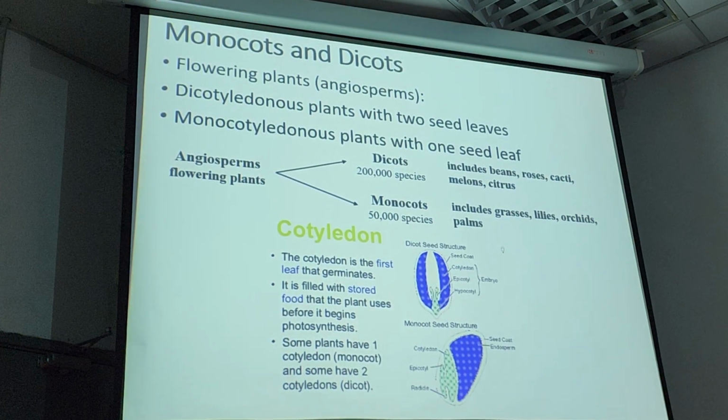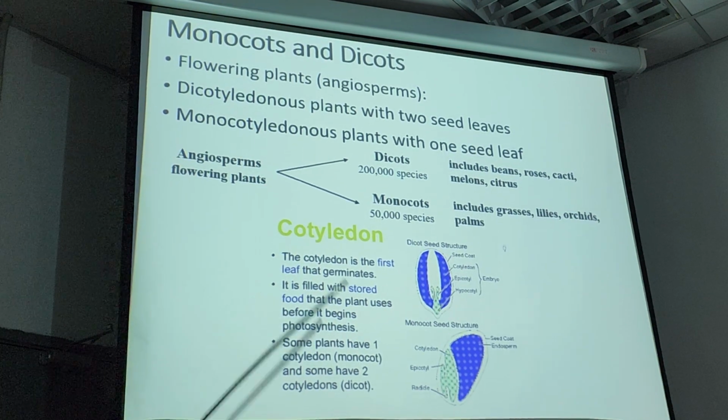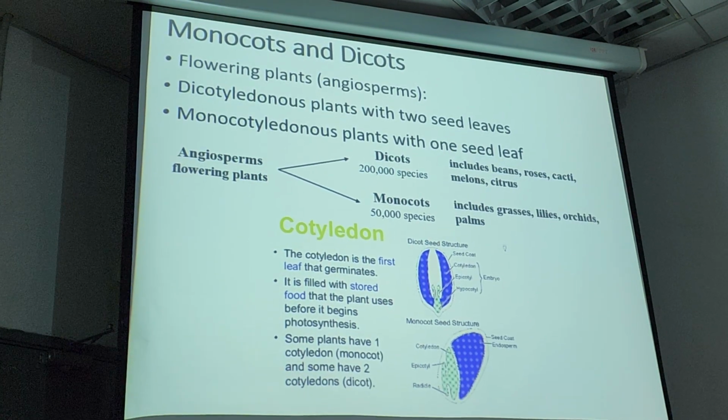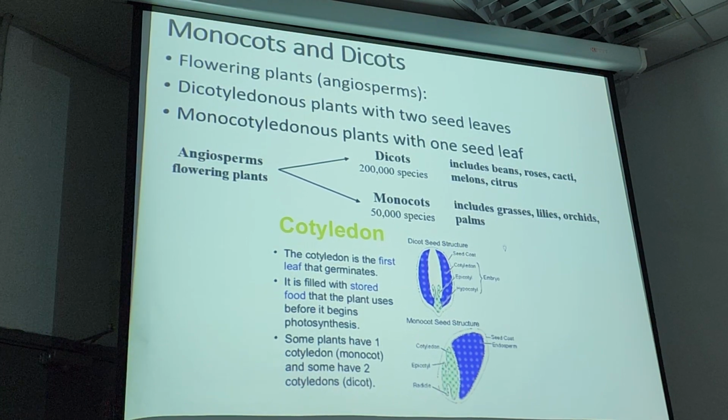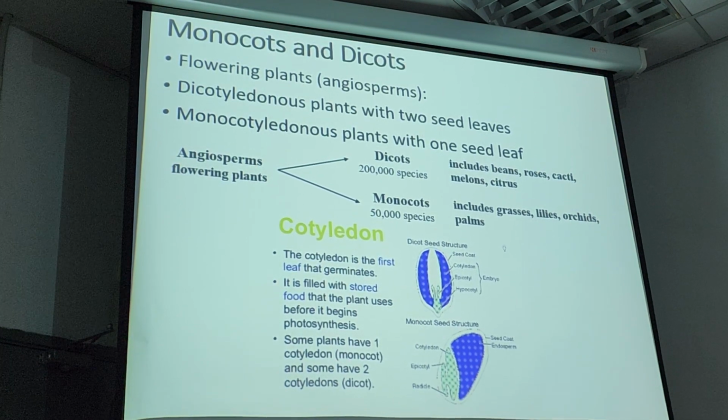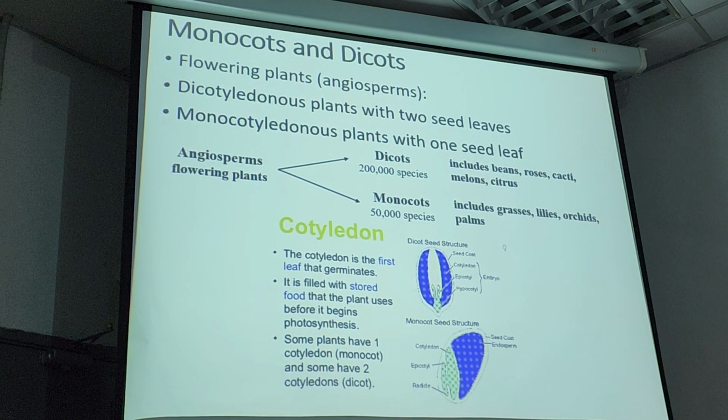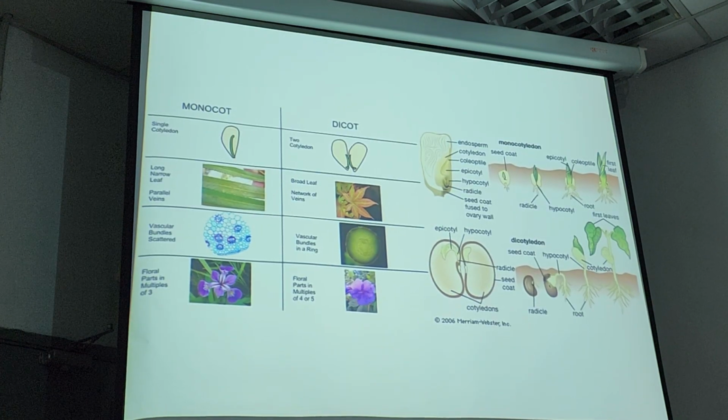Oh, by the way, do you know what angiosperm is? Flowering. Flower plant, higher plant.